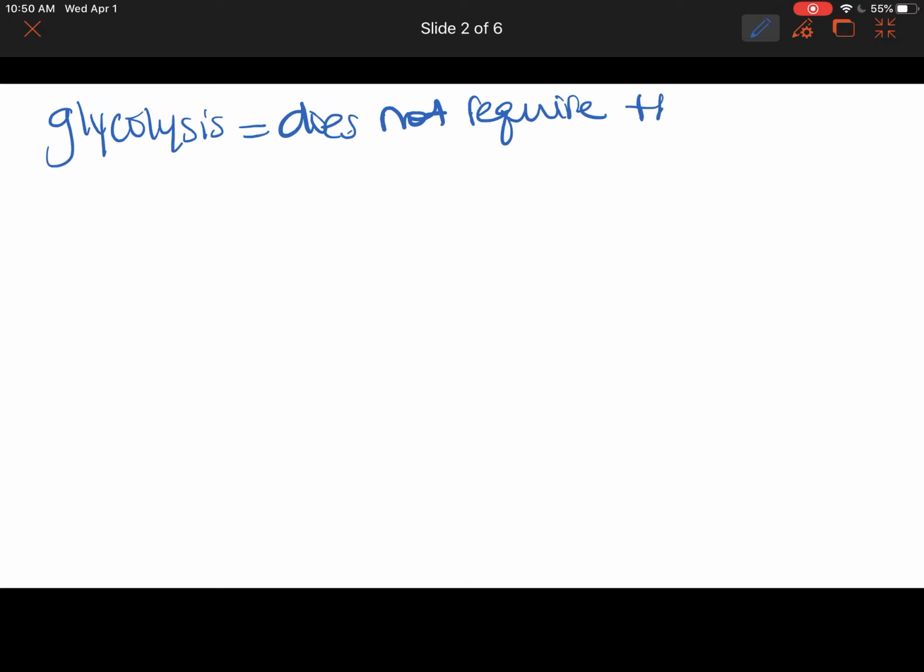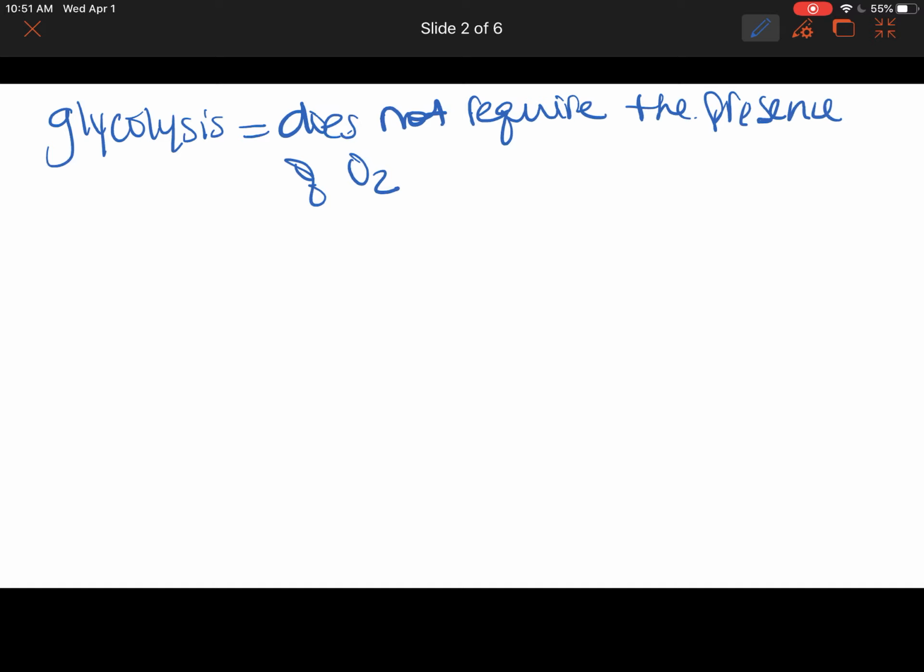What is available is glycolysis. Okay, so glycolysis does not require the presence of oxygen in the mitochondria, which makes sense, right? Because we talked before about how glycolysis is common to all cells, prokaryotic and eukaryotic. Well, prokaryotic cells don't have a mitochondria. And so it makes sense then that glycolysis does not require oxygen to be present in the mitochondria.